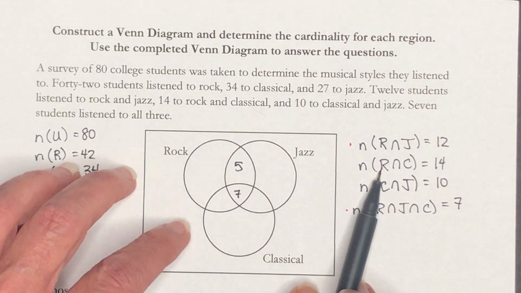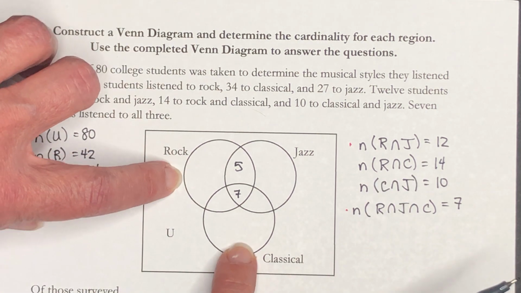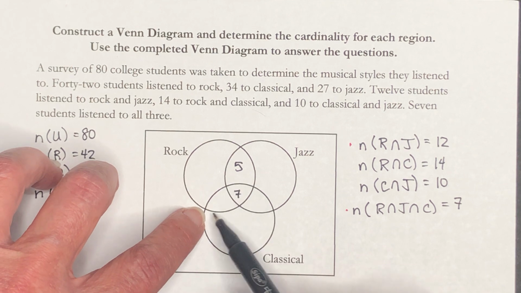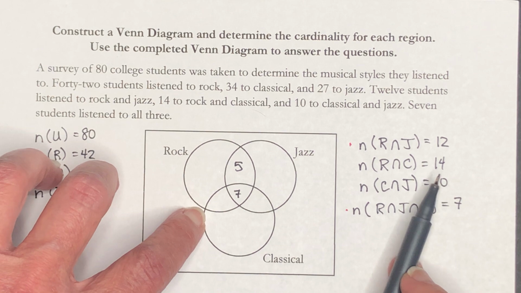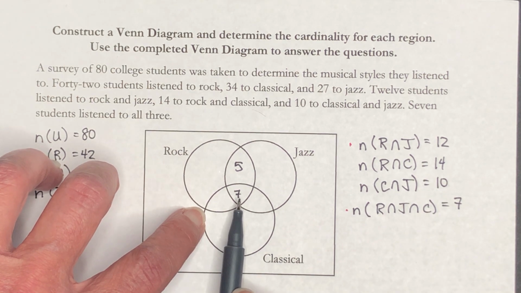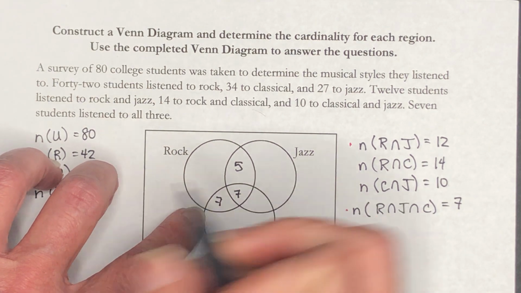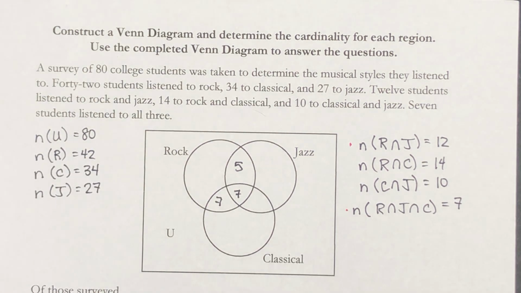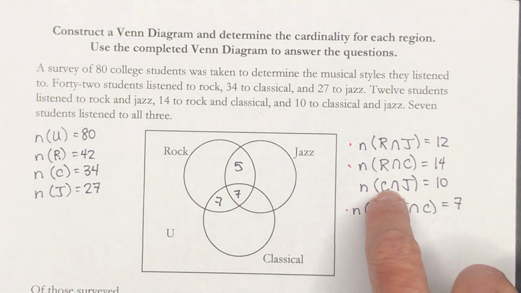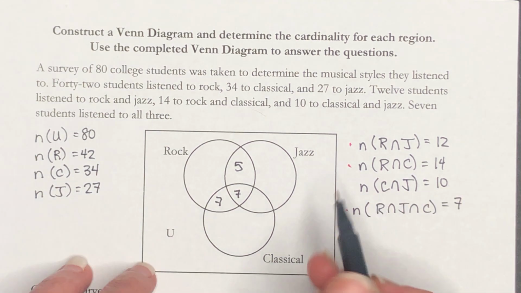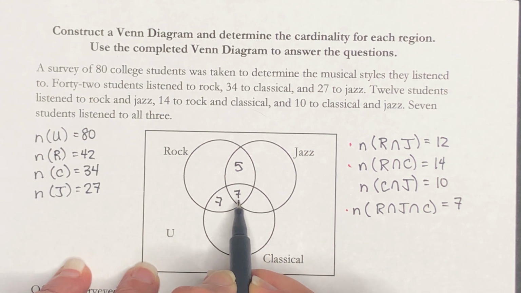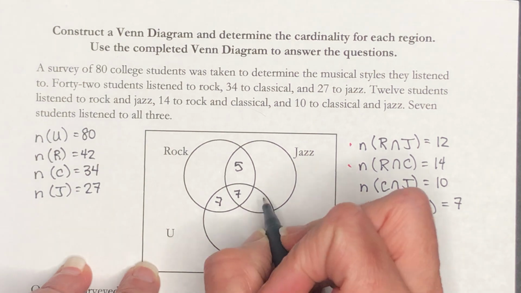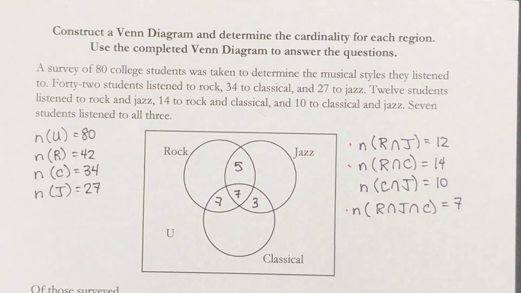Now let's go to rock and classical. So rock and classical, that's going to be this region right here. There are 14 people total who listen to that. 14 minus the 7 that are already here tells me a 7 goes right there as well. Okay. Now classical and jazz, I have 10. Classical and jazz would be this region right here. 7 already taken care of. 10 minus 7 means that I have 3 people left right there.